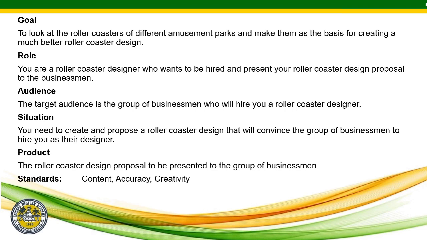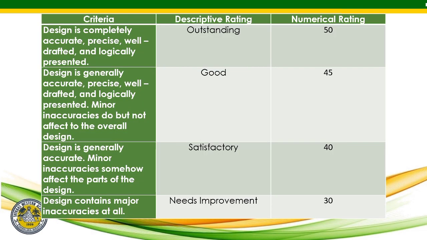So like what I've told you, this performance task will be discussed again next week. Okay? I'm just going to introduce it to you. Here we have the criteria, the descriptive rating, and the numerical rating. So the design is completely accurate, precise, well drafted, and logically presented. So outstanding, with a numerical rating of 50. Design is generally accurate, precise, well drafted, and logically presented. Minor inaccuracies do not affect the overall design. So we have good, and 45 as your numerical rating. Design is generally accurate. Minor inaccuracies somehow affect parts of the design. So satisfactory, with a numerical rating of 40. Then design contains major inaccuracies. So that needs improvement, with a numerical rating of 30.